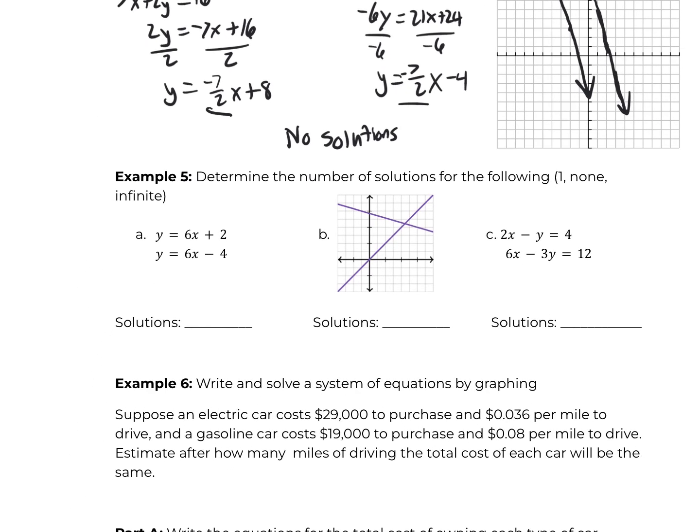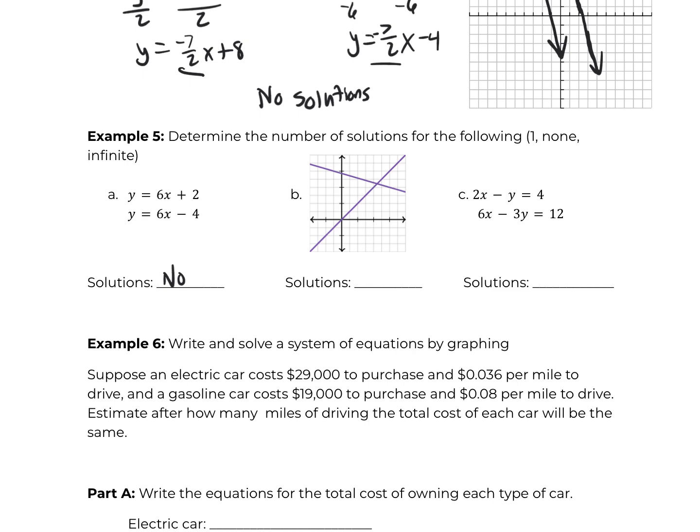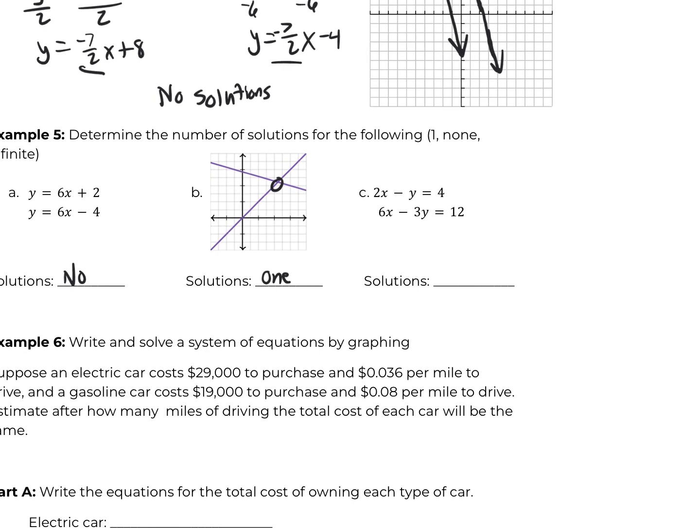All right, so the situation here: determine the number of solutions for the following: 1, none, or infinite. The slopes here are the same, 6x and 6x, so the slopes are 6 on both of these, but they have different y-intercepts. Slopes the same, different y-intercepts. That means we have no solutions. Just looking at the graph here, I've got 2 lines that intersect at this point, so there is one solution to that system.